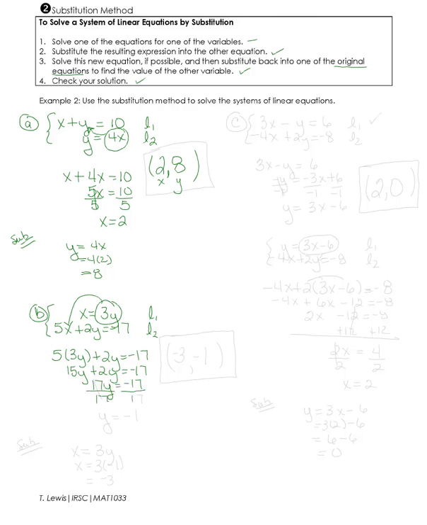So we found the y coordinate. Let's find the x coordinate. It doesn't matter which equation you choose. Substitute negative 1 in for y to find x. I'm going to plug it back into the first equation since x is by itself. And we have x is equal to 3 times negative 1. That gives us negative 3. This is our solution.